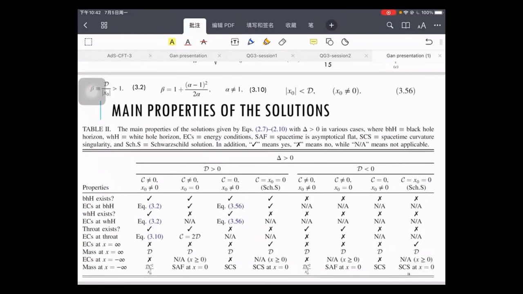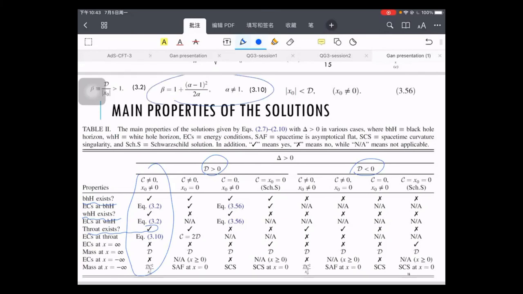Okay, next, we talked about most of the parameters. We just explore the whole parameter space to study this model. Okay, we can see this is a table for the case of delta greater than zero, and for the subcases, curly D greater than zero or curly D less than zero. This is the most interesting case. We can see it here. In this case, the black hole horizon exists and also the white hole horizon exists. Also, the energy condition is always satisfied at the black hole and white hole horizon. Also the throat, the transition surface, exists. In this case, the energy condition is satisfied if this condition is satisfied at the throat.